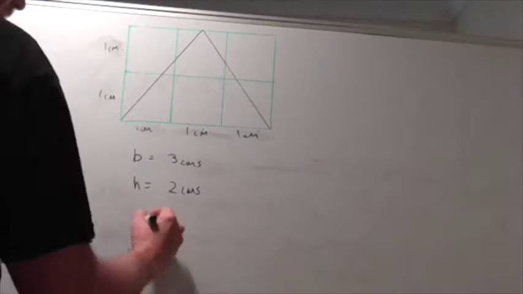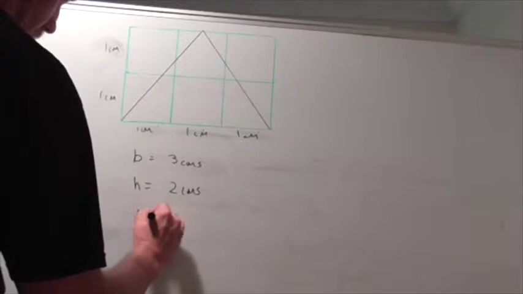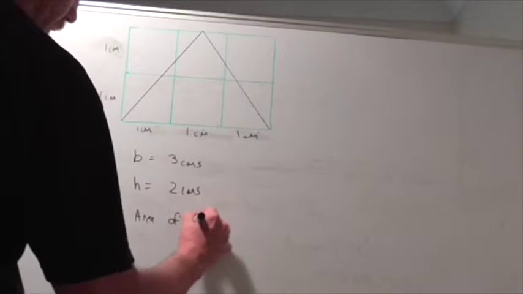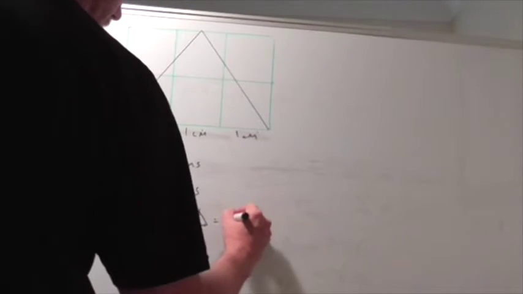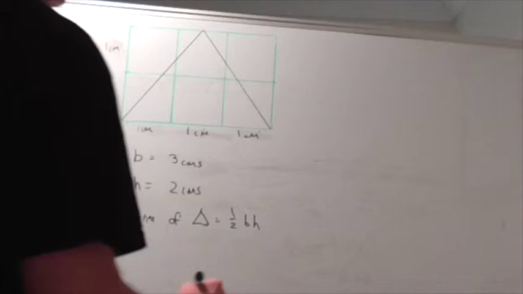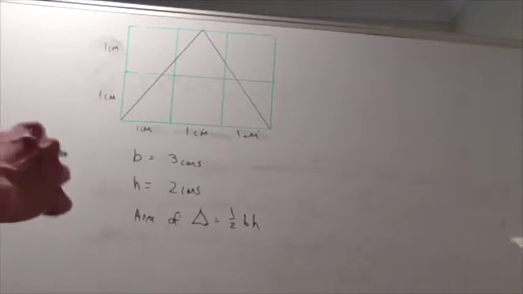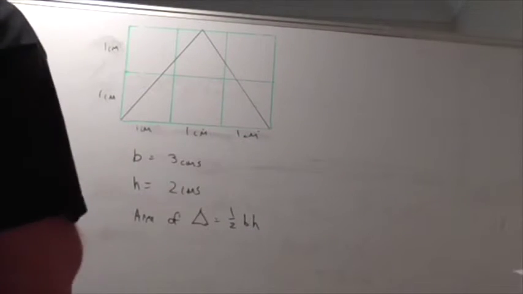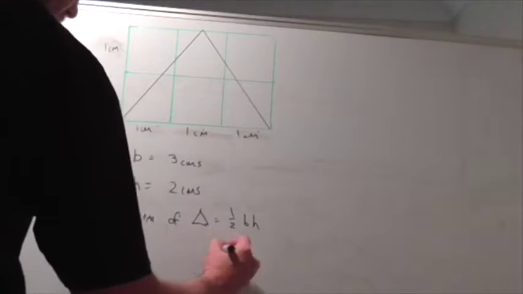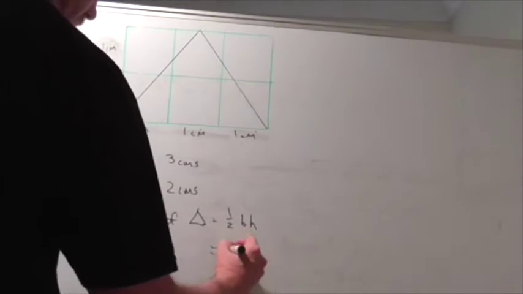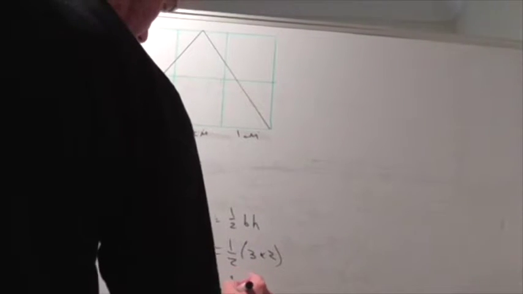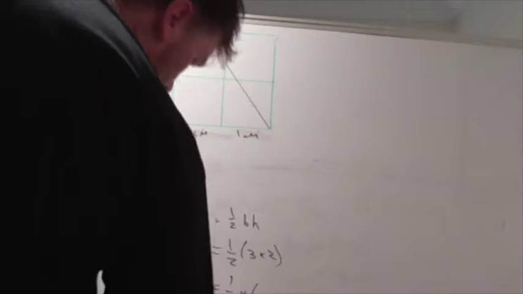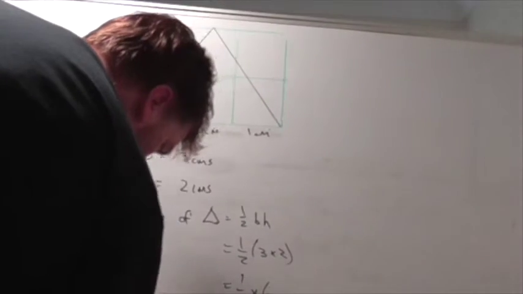You can see that quite clear. So area of triangle equals a half base times height. Now, why is the area of a triangle half base times height? So in this case, let's just go ahead and work it out. So it's a half of 3 times 2, which equals a half of 6, which equals 3 centimetres squared.